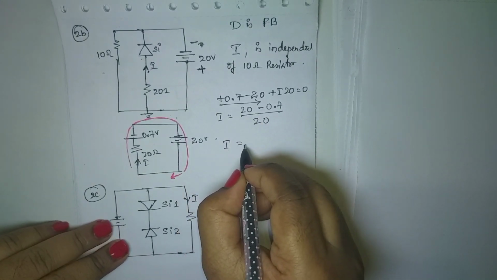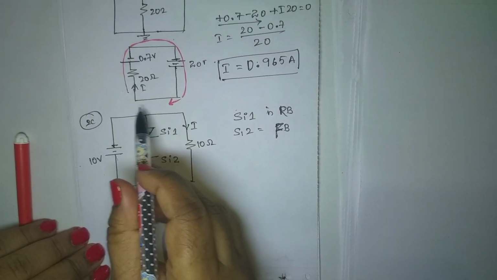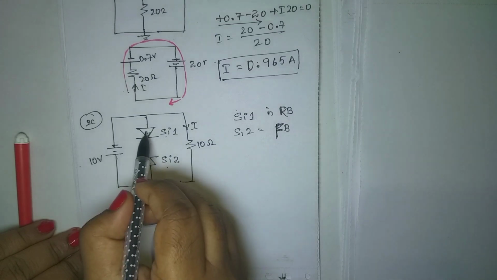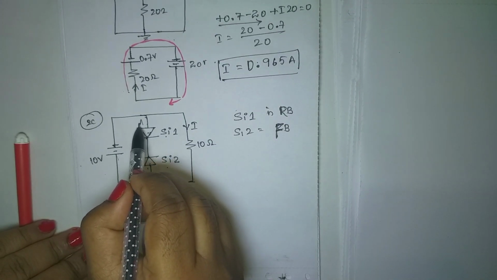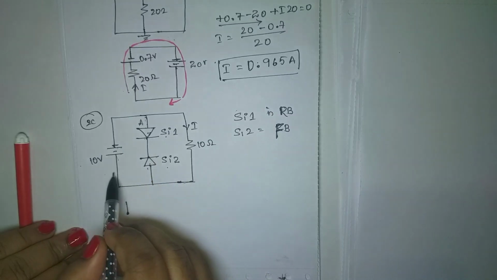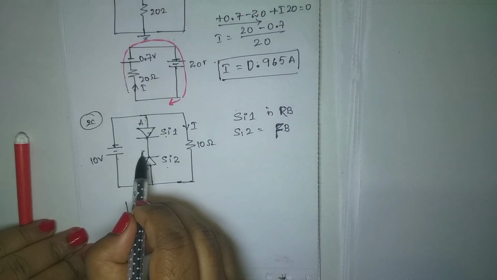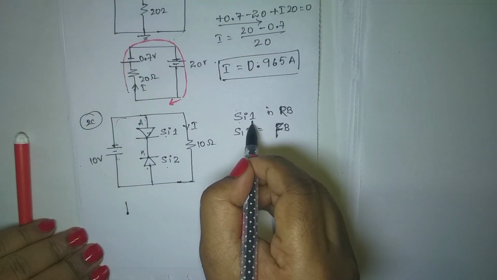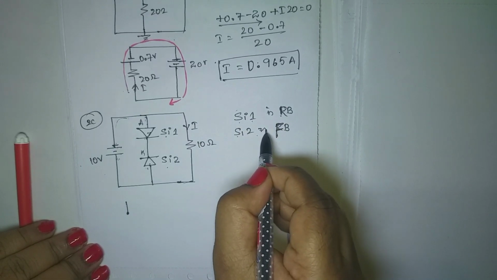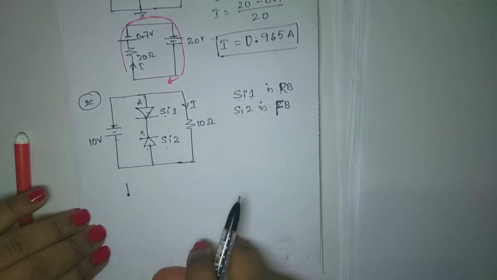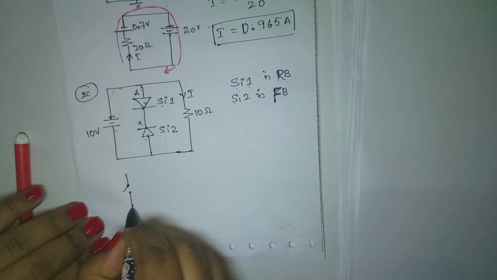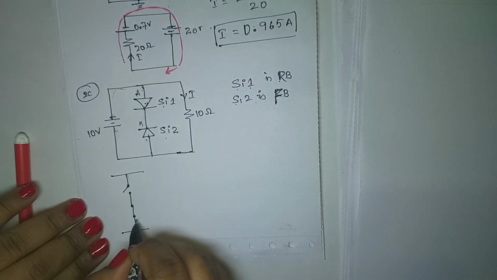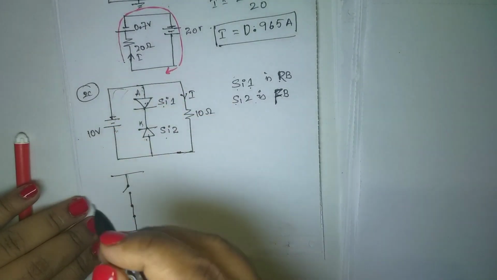The value of current is equal to... In this third part of the circuit, you have two diodes, silicon 1 and silicon 2. Now, in silicon 1 diode, the anode terminal is connected to negative, cathode is connected to positive. Here, cathode is connected to negative, anode is connected to positive. That means silicon diode 1 is reverse biased, silicon diode 2 is forward biased. That is, silicon 1 is open and Si2 is closed. It means that the complete path is an open circuit. So the circuit, I can write it like this.